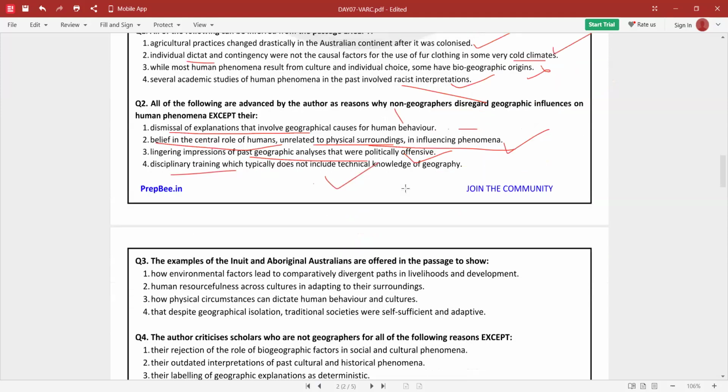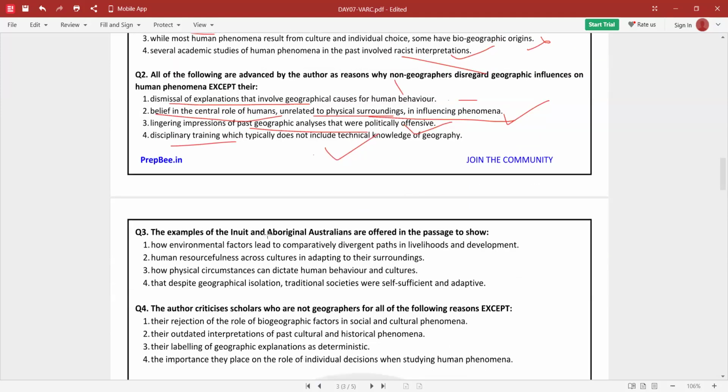Now, the example of the Inuit and original Australians were offered to show how environmental factors lead to comparatively divergent paths in livelihood and development. Divergent path is not discussed. Human resourcefulness across cultures in adapting to their surroundings.